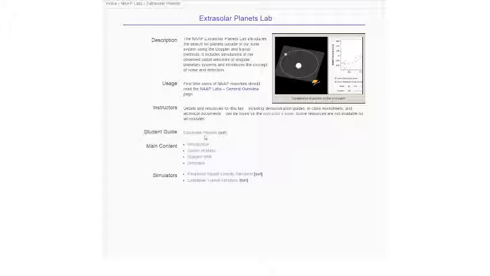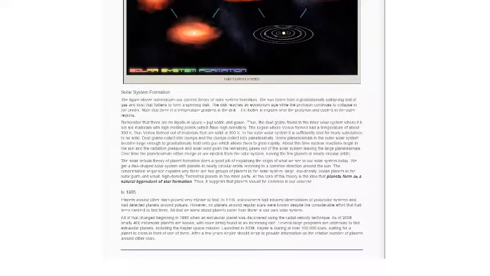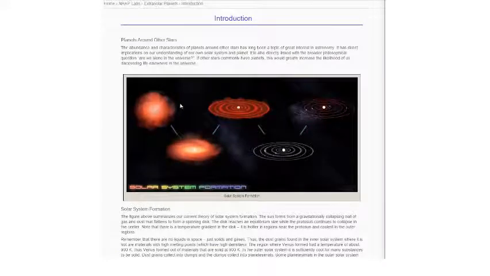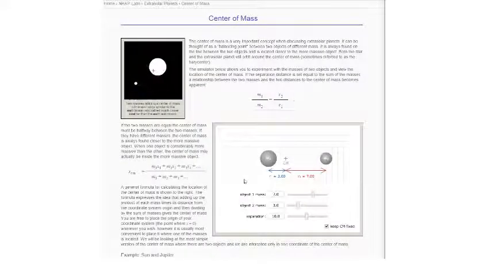So, of course, you've printed off your extrasolar planets student guide. Go through the introductory material, go through this main content, make sure you understand it. Again, I'm not going to go through too much about this, but this is mostly about the solar nebula hypothesis. You're familiar with that. The second one is about center of mass. Now, center of mass is very important to understand.